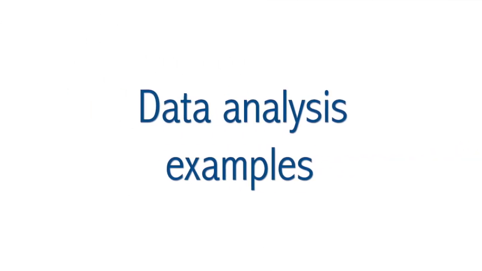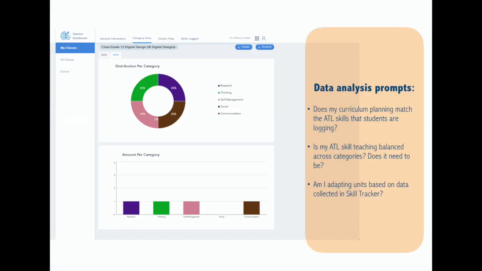The next part of this video will show you two examples of how to use the data to reflect on ATL skill development and implementation of your unit planning. Using the category view for one of your classes, compare the data that students are logging with the ATL skills that you plan for the unit. Are your students logging the same skills that you've identified as essential to the unit? Is it important that there is a balance of the different ATL skill categories? And is this reflected in the data?